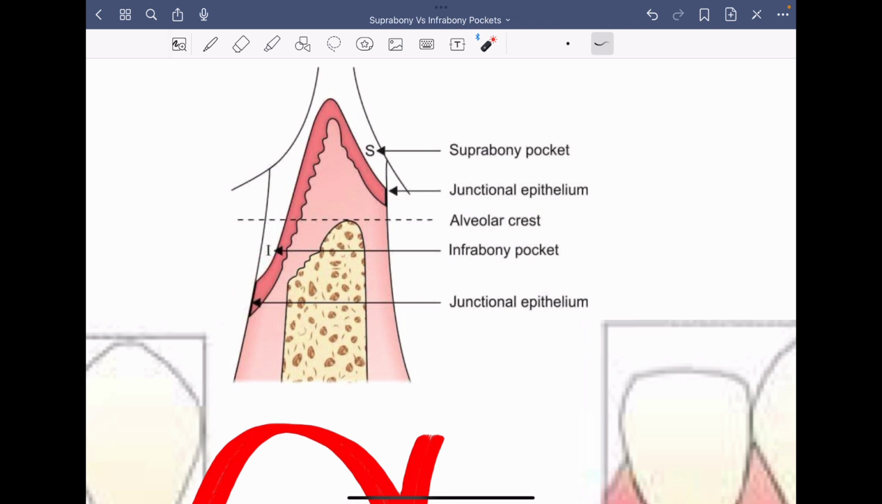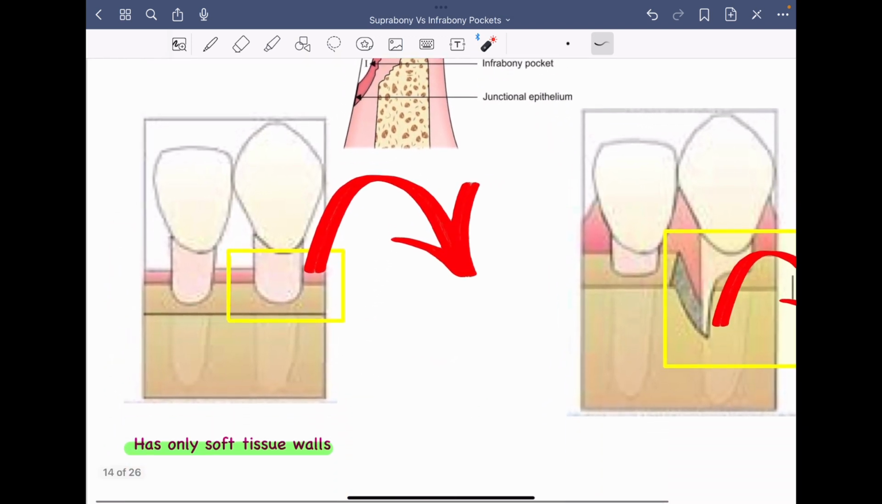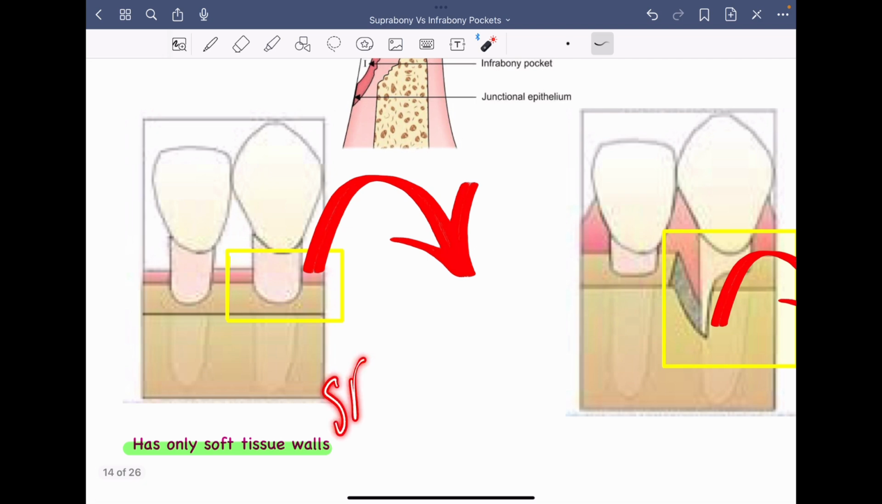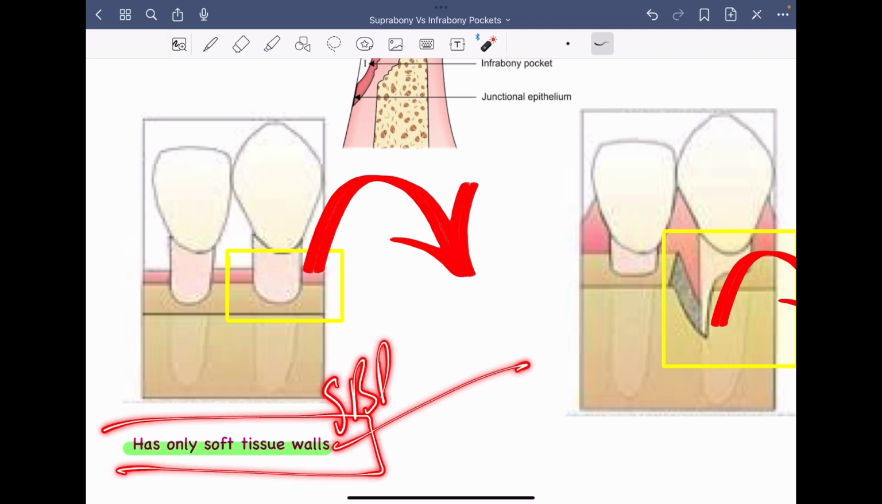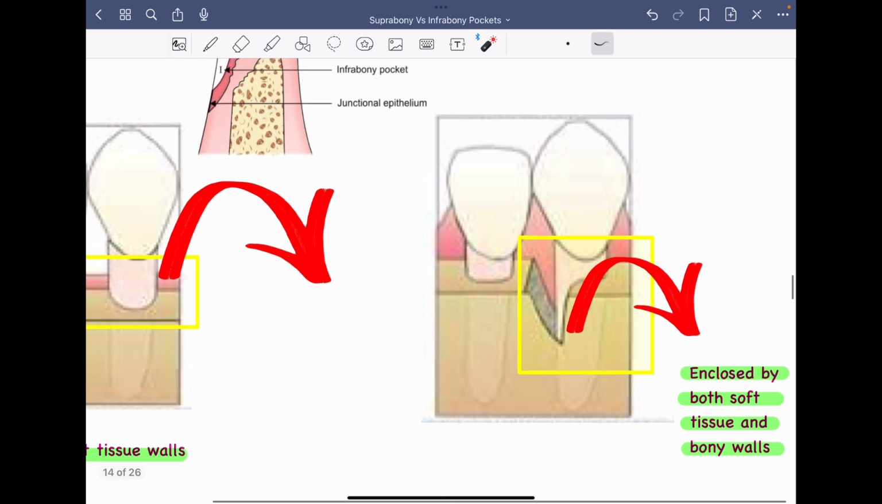Another diagram depicting the same thing. The suprabony pocket only has a soft tissue wall, whereas the intrabony pocket has both a soft tissue wall as well as a bony wall present.